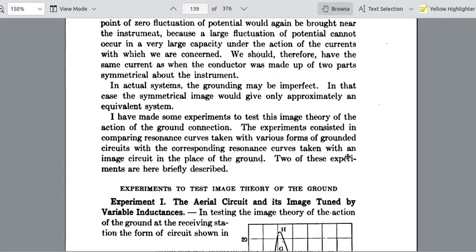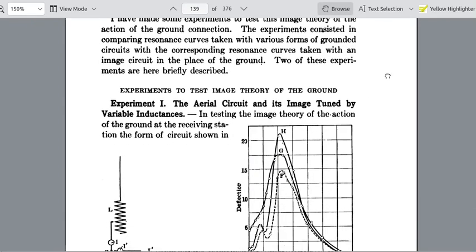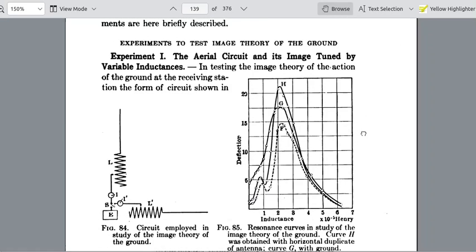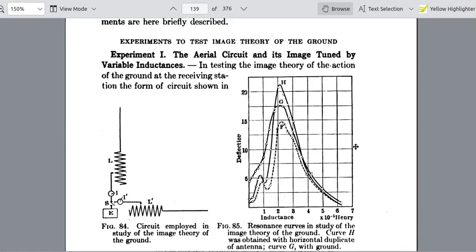The experiments consisted in comparing resonance curves taken with various forms of grounded circuits with the corresponding resonance curves taken with an image circuit in the place of the ground. Two of these experiments are here briefly described. Experiments to test image theory of the ground. Experiment 1. The aerial circuit and its image tuned by variable inductances.